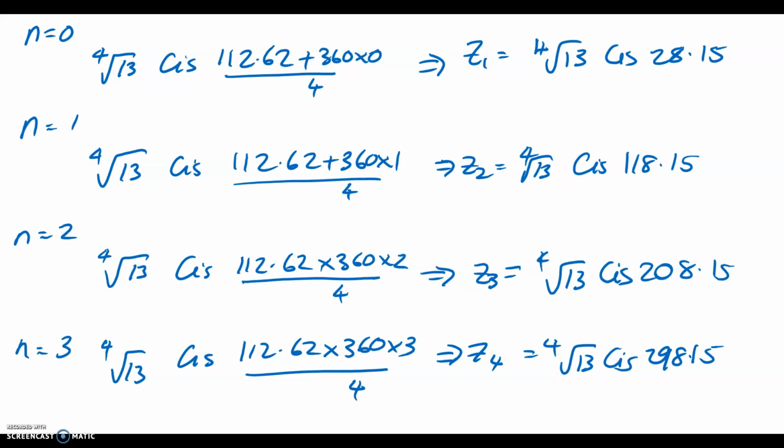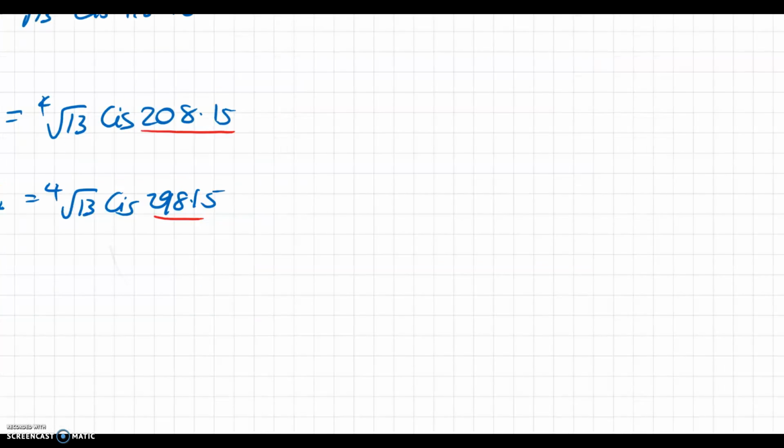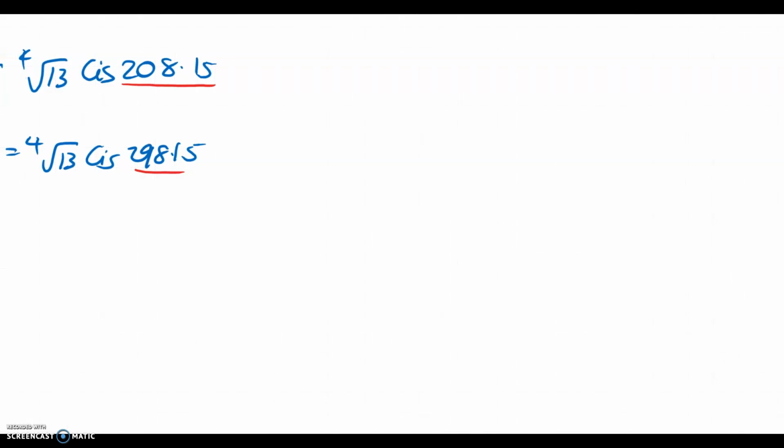298.15. Now, these angles are not in principal argument form, so they have to be in the range of negative 180 to positive 180, and they're not. So we'll look at how to rewrite them in principal argument form. If you just draw your angle, 208 is about here somewhere. So we are looking at the other side, and we know it's going to be negative. This one's positive.